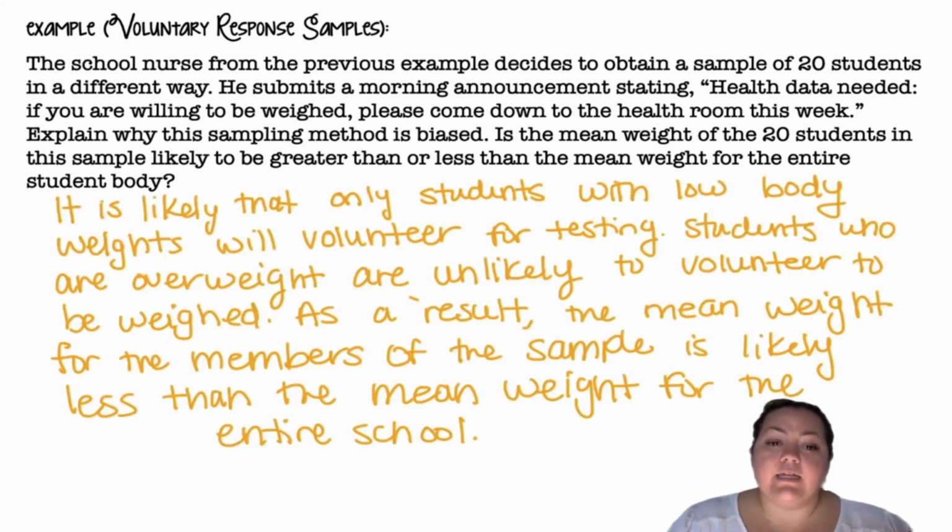All right, it is likely that only students with low body weights will volunteer for testing. Students who are overweight are unlikely to volunteer to be weighed. As a result, the mean weight for the members of the sample is likely less than the mean weight for the entire school.